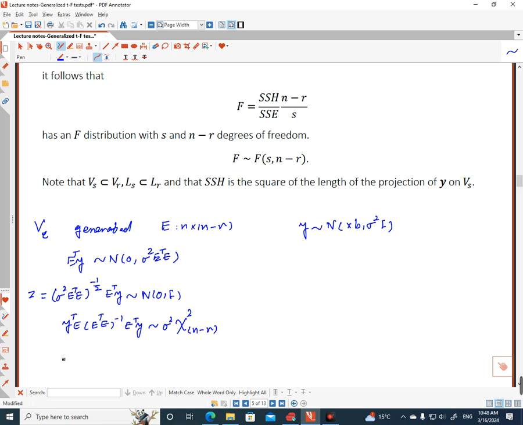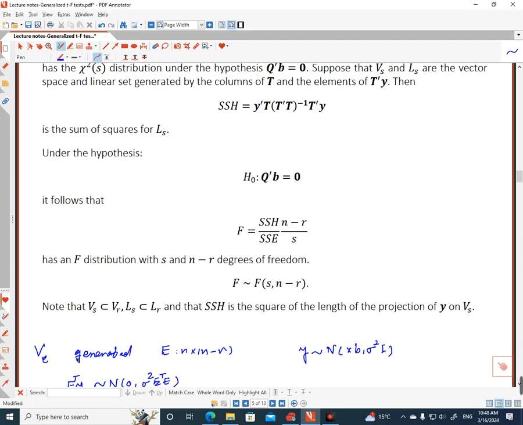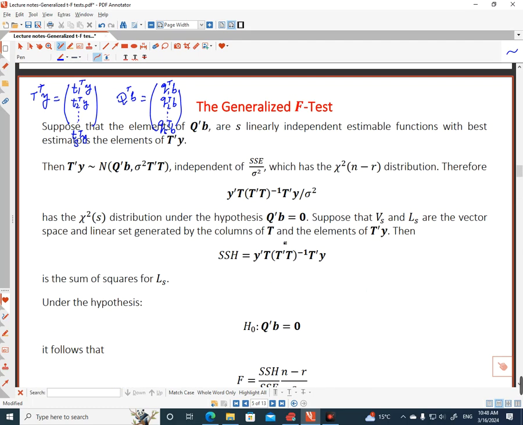Another thing: if you want to construct the test statistic for testing this null hypothesis, we also need the distribution of T prime y, which you can see is given by the normal distribution with this mean and this variance-covariance matrix. But for construction of the test statistic, I must show that it is independent of SSE.